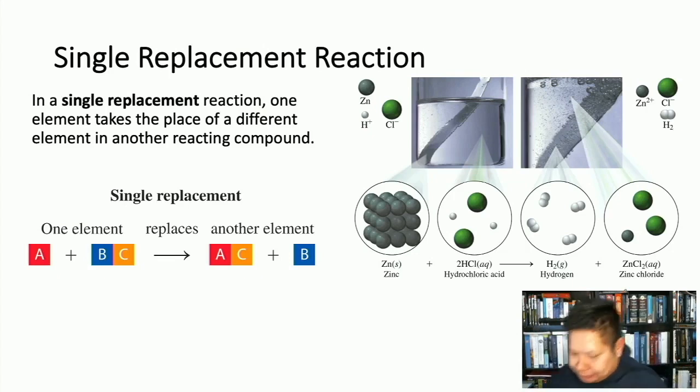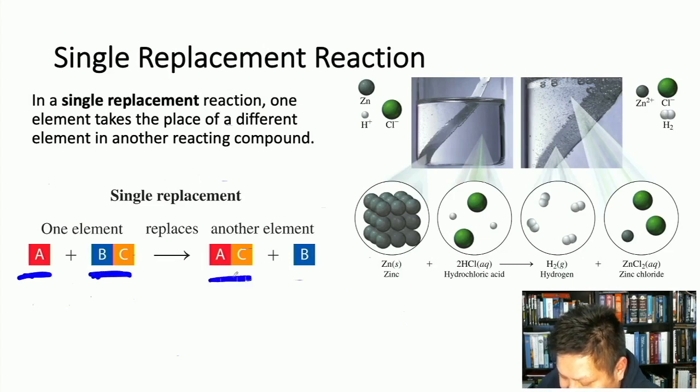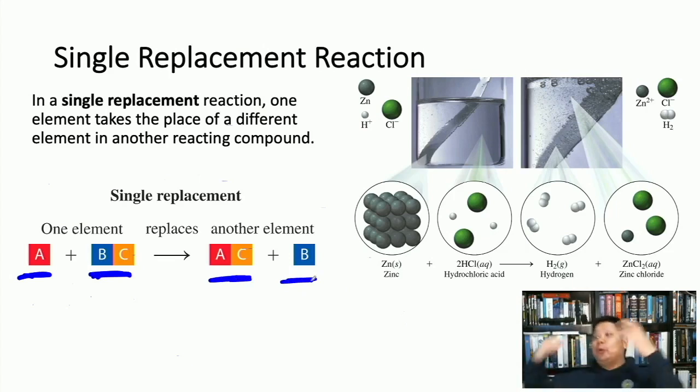Next type of reaction is called the single replacement reaction. Usually what happens here is that one element takes the place of another element in a reacting compound. So here A is one element, and then we have a compound BC, and A replaces B in BC to make AC plus B. Single replacement. So only one of the constituent atoms or elements is replaced.